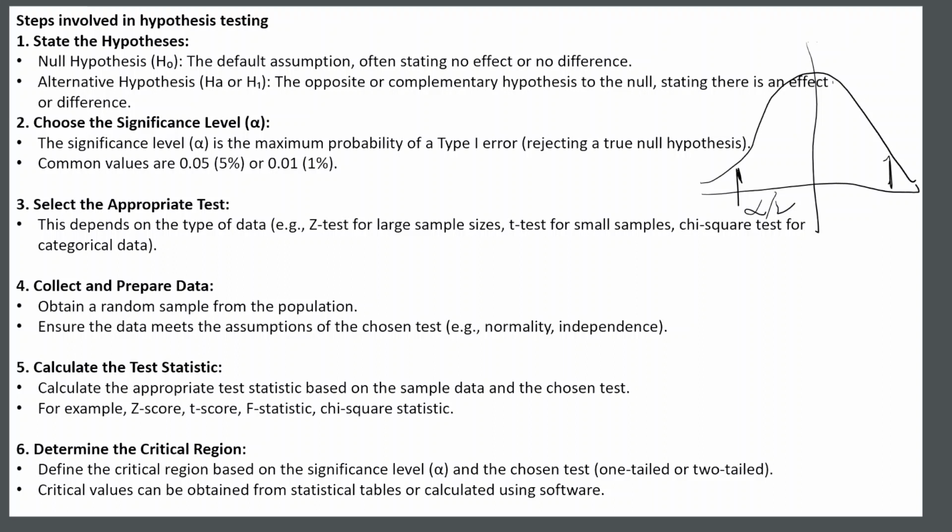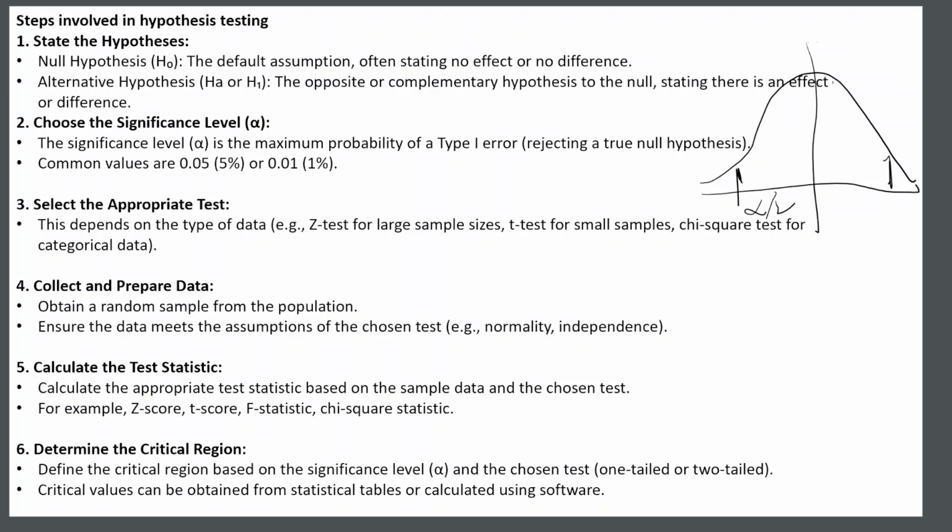That's the second step. The third step is to select the appropriate test. This is very important, because whatever sample mean we are taking, should we do a z test, a t test, or a chi-square test for categorical data? All those things we have to decide based on the type of data we have got. If the sample size is large, we can conduct the z test.